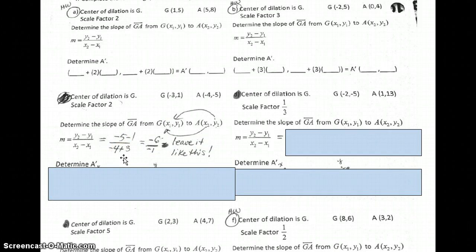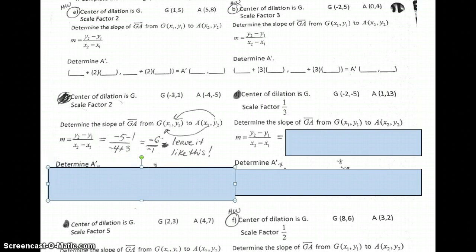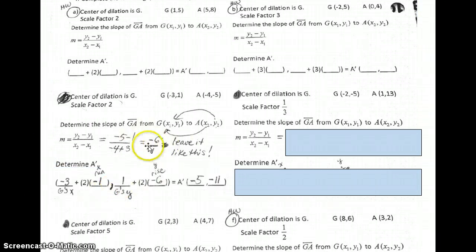That gives us -6 over -1. I almost started to reduce this myself and call it +6. Don't do that. Leave these alone when you're using these kind of rules without a graph, okay? Because to determine A prime, you want to leave this and use this in your rule here.